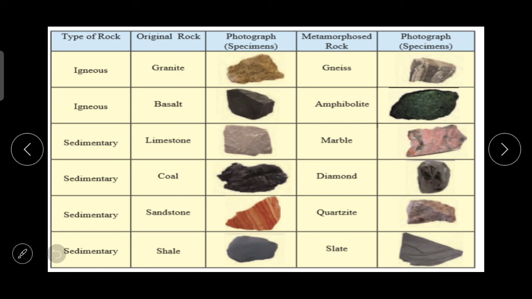Now to study this in detail, this table is given in our textbook, and by studying this table you can easily understand the process of metamorphosis. Here, type of rock in the first one, igneous. Original rock, granite. And metamorphosed rock, that is gneiss, you can see here.